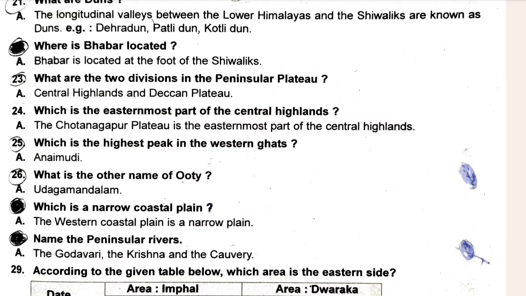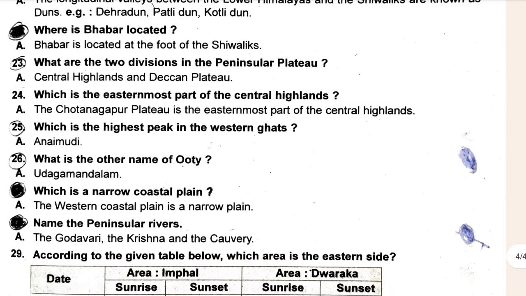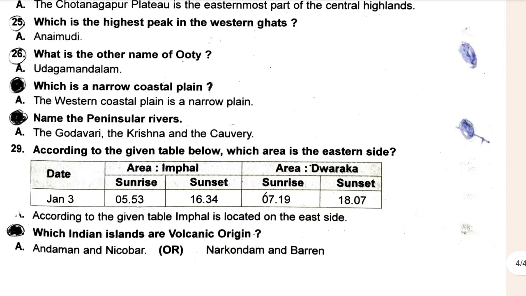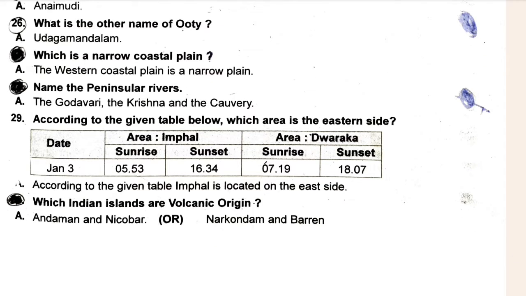What are the two divisions in the Peninsular Plateau? Which is the eastern part of the central highlands? Which is the highest peak in the Western Ghats? What is the other name of Ooty? What is the narrow coastal plain? Name a peninsular river. And that's the last question. Which Indian islands have volcanic origin? This is very important. We have to remember this.